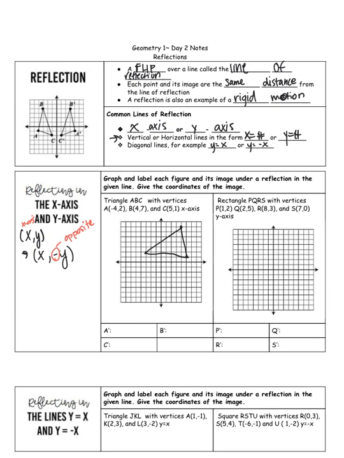Well, we have to change our points. So x stays the same, y becomes opposite. Again, x stays the same, y becomes opposite. x stays the same, y becomes opposite. Okay, so now let's do this. Negative 4, negative 2, 4, negative 7, and 5, negative 1.